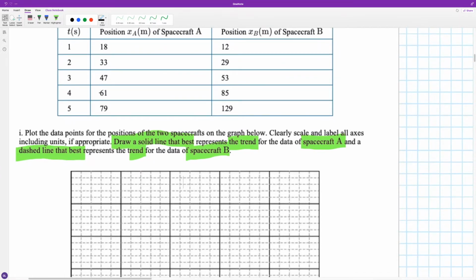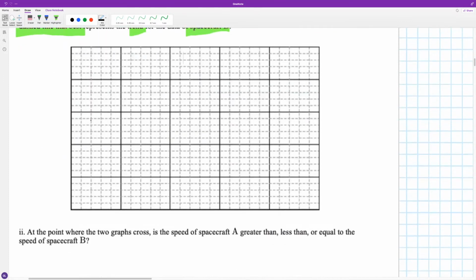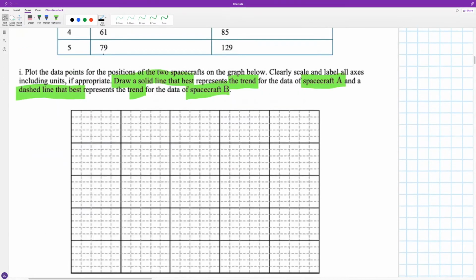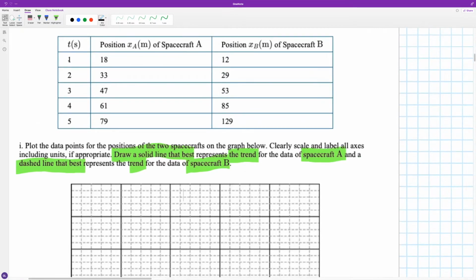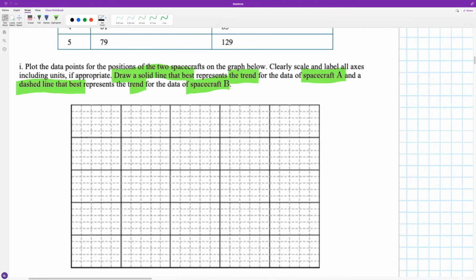But what I like to do is look at the biggest values we're going to plot and then see if I can get a nice even breaking here. So for time, I think the easiest thing is to put time on the horizontal axis and position on the vertical axis. For time, we're going to have 5 seconds.